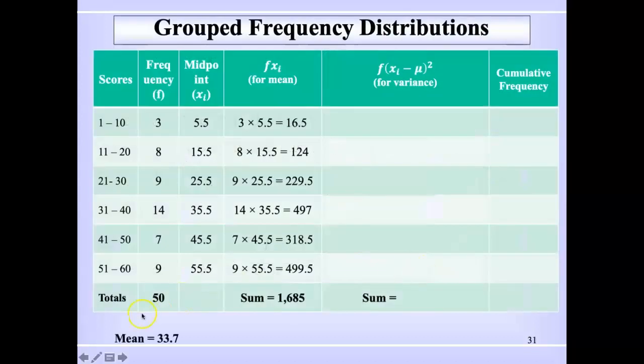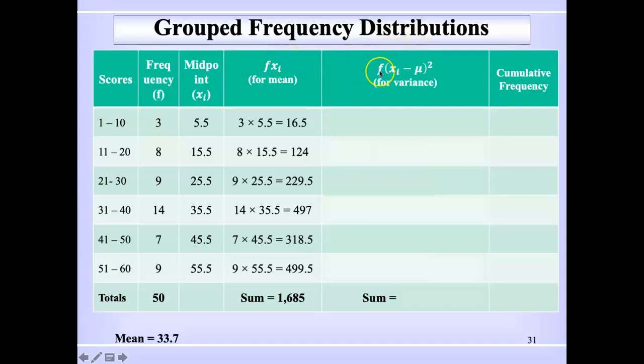So that's our mean, and we can note it now at the bottom of the table. Our mean is 33.7. Having gotten the mean, the next step is to calculate our variance. And you'll notice at the top of the column, we have the top part of the formula for the variance. We left out the summation sign, just like we did for the mean.